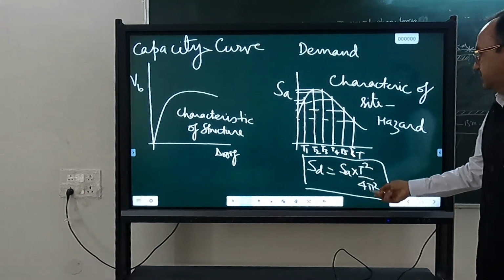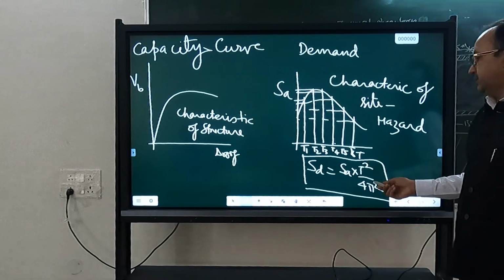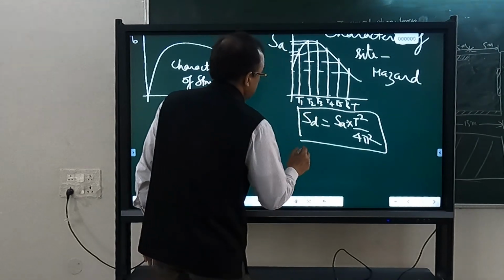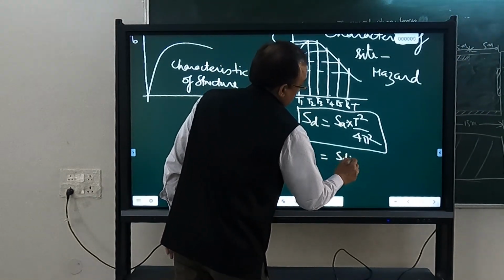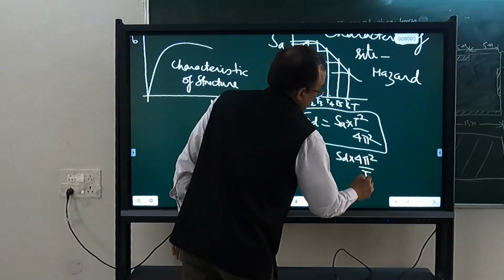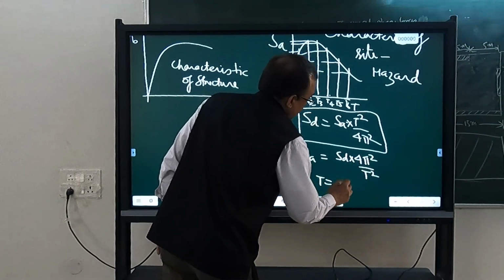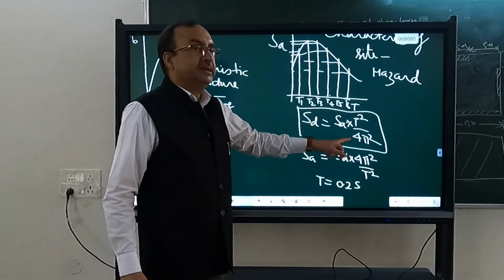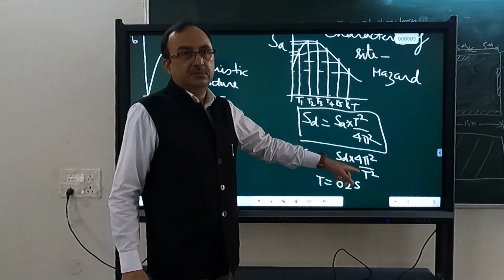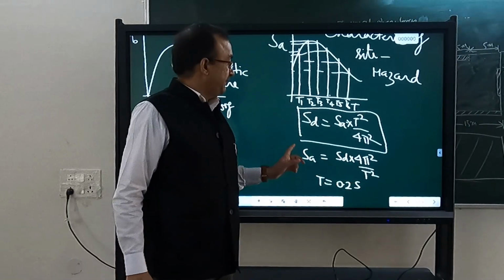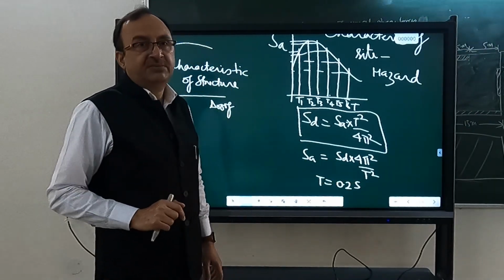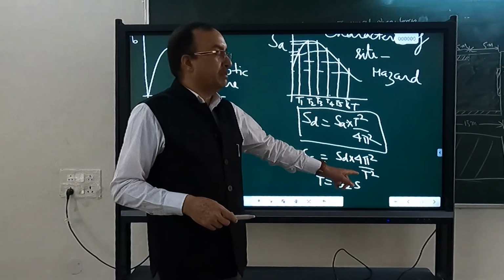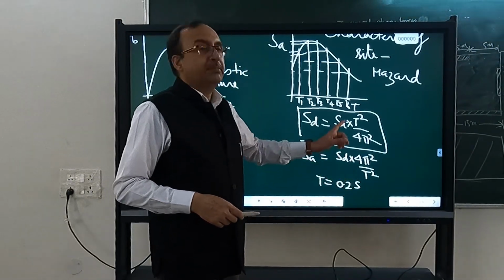Now look at this relationship. SD is SA into T square by 4 pi square, or SA is equal to SD into 4 pi square by T square. Suppose T is constant, 0.2 second. What will be this line? SA is equal to SD into some constant. This is the equation of a straight line passing from the origin. So in SA versus SD graph, constant T line will be inclined line. Slope of that line will depend upon the value of T. Okay, but it will pass from origin.